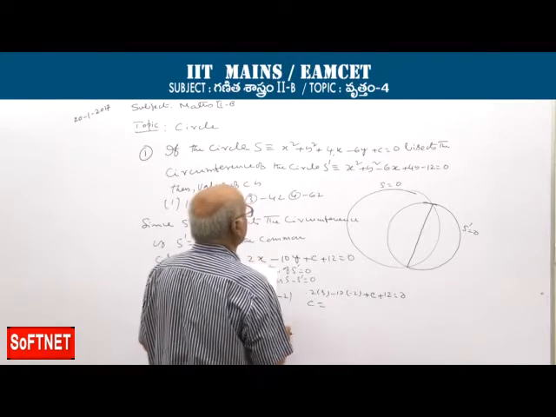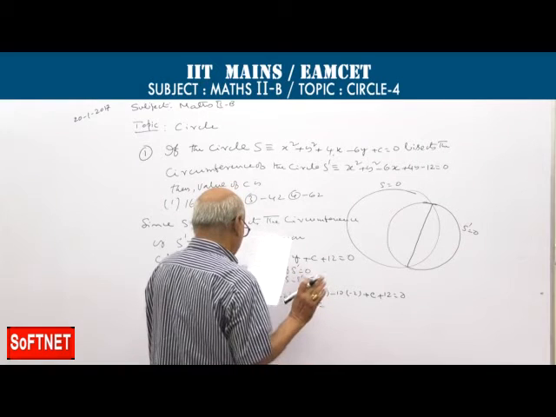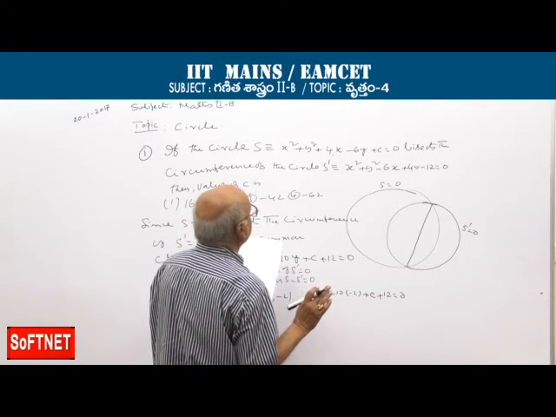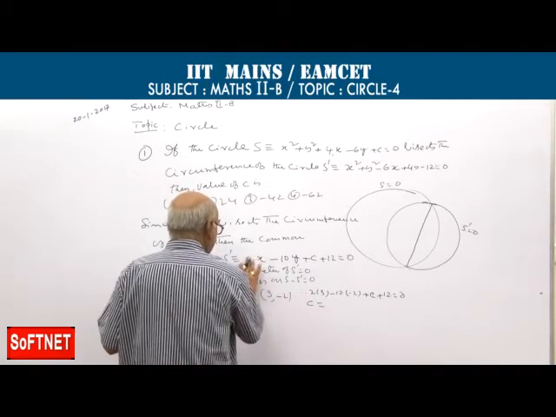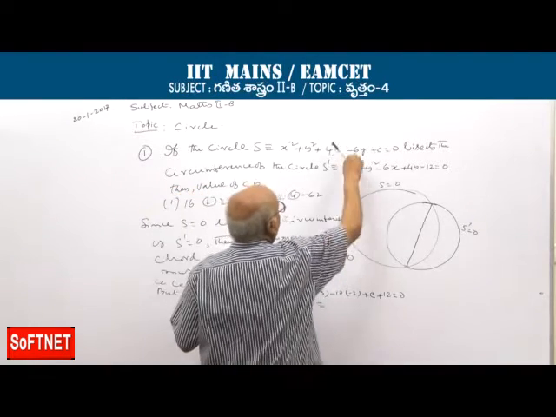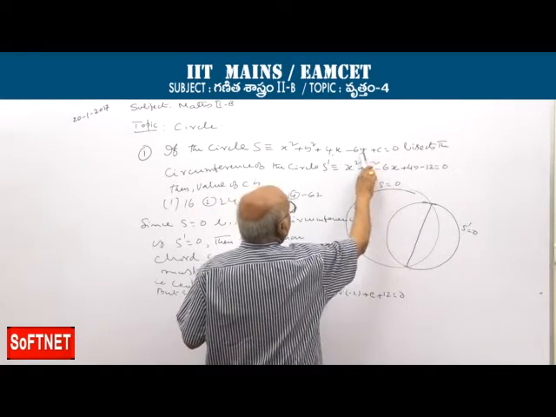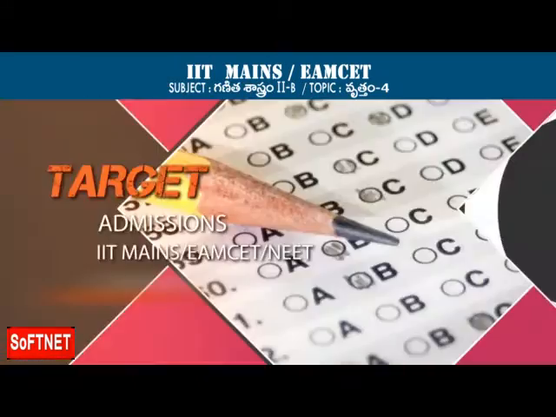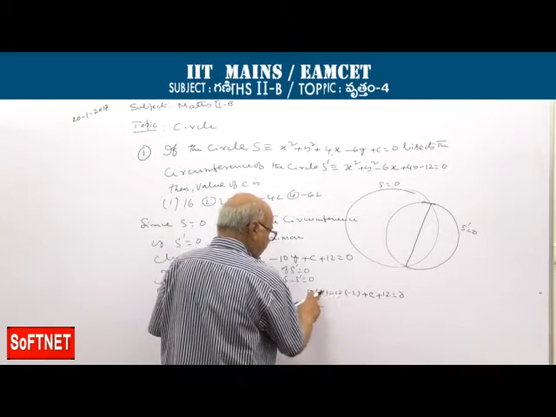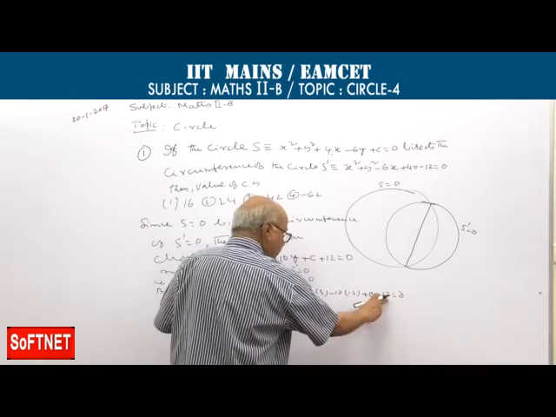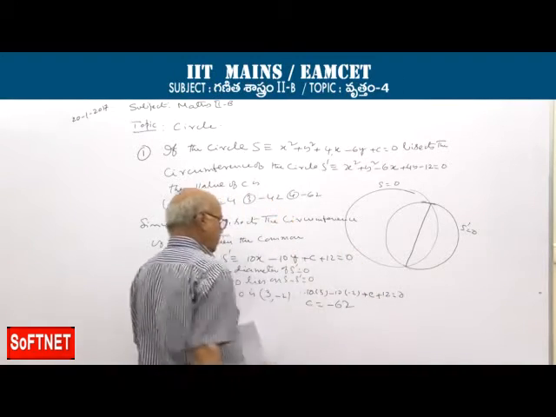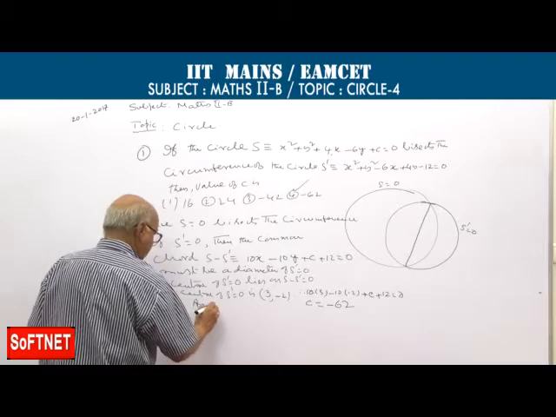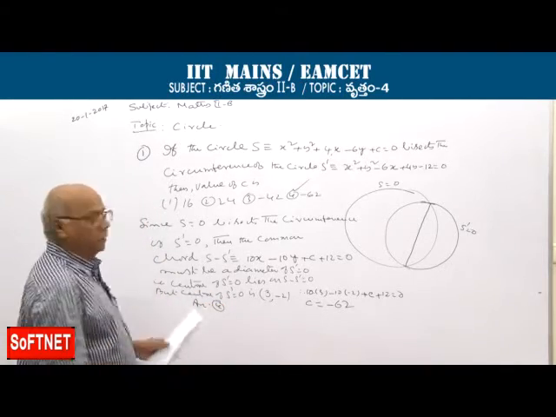No, it's not correct, something is wrong. Let me see. 4x minus 6x is minus 2x, and minus 6y minus 4y is minus 10y, plus c plus 12 equals 0. Sorry, it's not 10x. That is 10 into 3, 30, plus 20, 50, plus 12, 62. So c is equal to minus 62. So the correct option is option number 4.